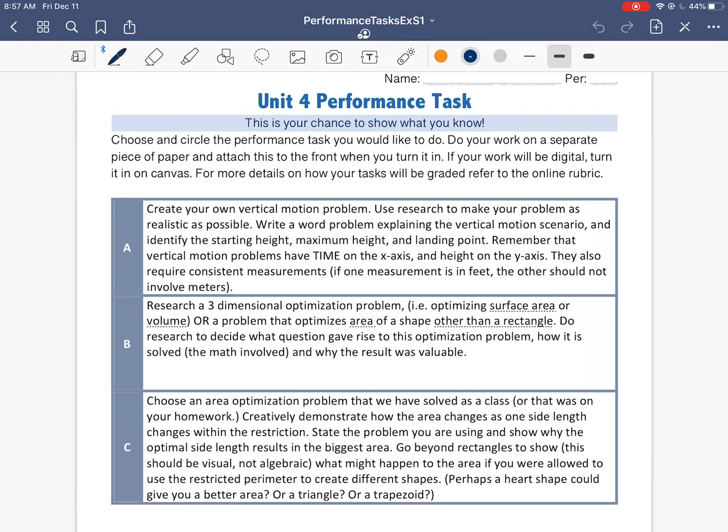And they also need to have consistent measurements. So if one of your measurements is in feet, like your height is in feet, your speed or your velocity, I should say, should not be in like meters per second, right? Because that won't make a consistent graph. The measurements need to be consistent. So all time is in seconds and all height is in feet, or whichever you pick.